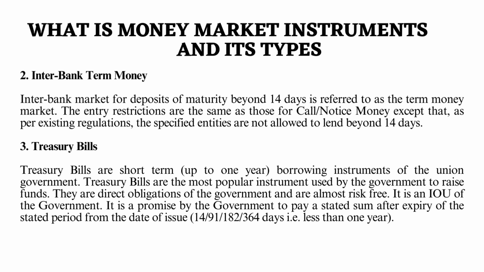Third, treasury bills. Treasury bills are short-term, up to 1 year, borrowing instruments of the Union government. Treasury bills are the most popular instrument used by the government to raise funds. They are direct obligations of the government and are almost risk-free. It is an IOU of the government. It is a promise by the government to pay a stated sum after expiry of the stated period from the date of issue: 14, 91, 182, 364 days, i.e. less than 1 year.